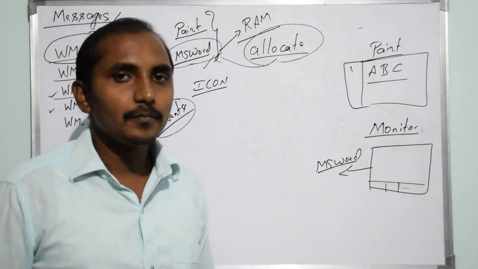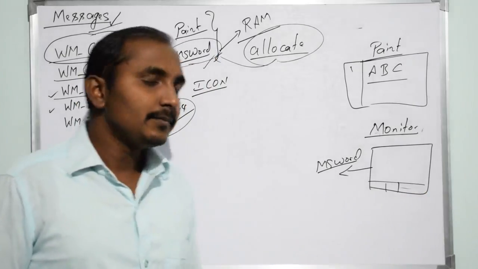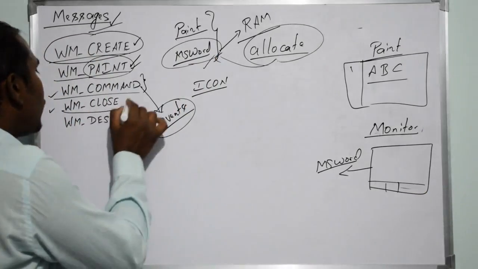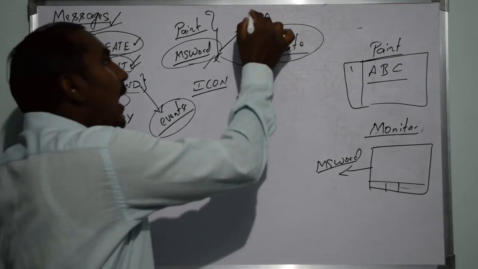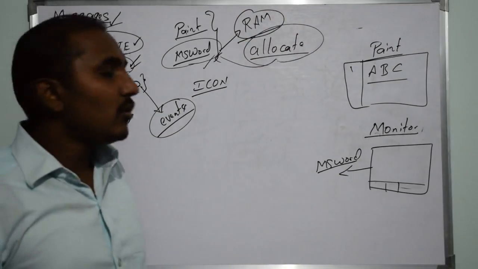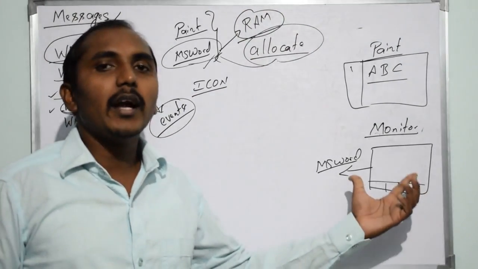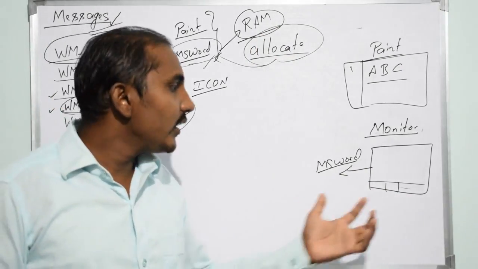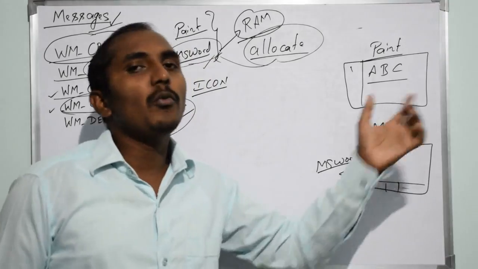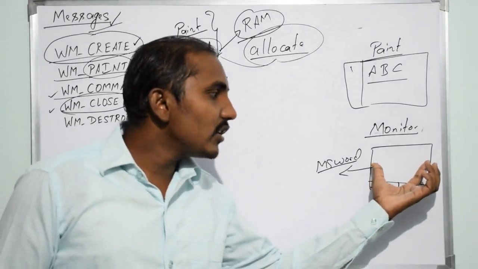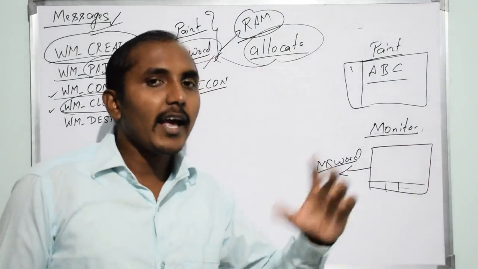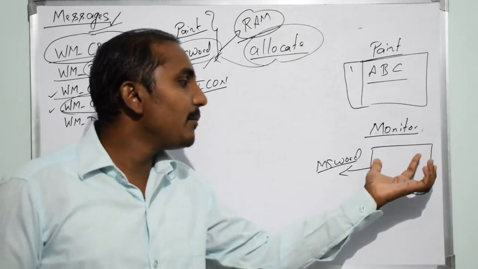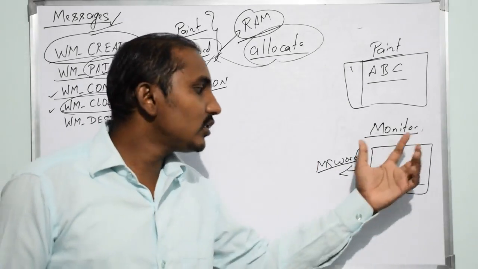The only thing is that we are going to redraw the monitor, in the sense that the information on the display device has changed. Previously MS Word was displaying, now it is hidden because we minimized it. So when we do some action where we hide the application, in that case we are going to call WM close.